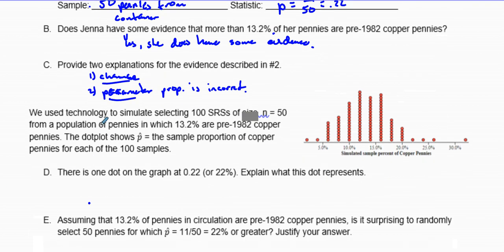Now let's look at this. We use technology to simulate 100 SRS of size n = 50 from a population of pennies in which 13.2% are copper pennies. The dot plot shows p hat, the sample proportion of copper pennies, for each of the 100 samples. There is one dot on the graph at 0.22. Explain what this dot represents.